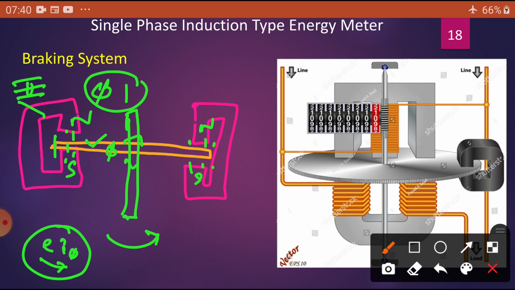Then what will happen? Whatever flux is produced in the disk always opposes the cause of its production, as per our Lenz's law. Okay, Lenz's law. What is the cause of its production? Rotation. So here if there is no rotation, just like you can see, dear students.